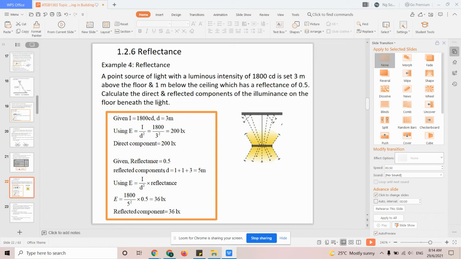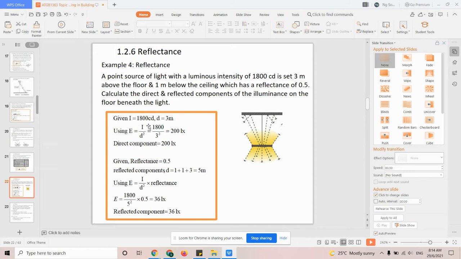Okay, so you will need to calculate the direct and reflected components for this question. Given the values, the intensity is 1008 and the distance is 3. For the direct component, you just use the inverse square law, which is this, and you substitute in and you get 200 lux.